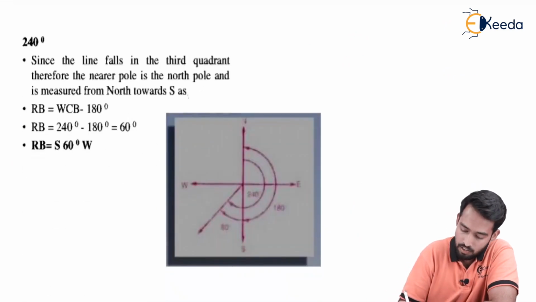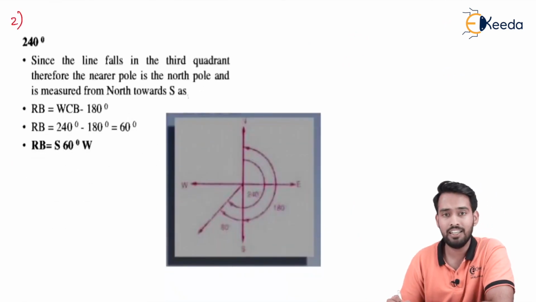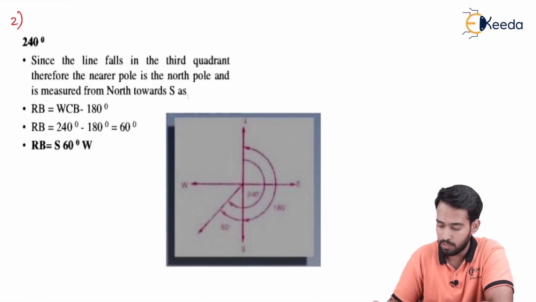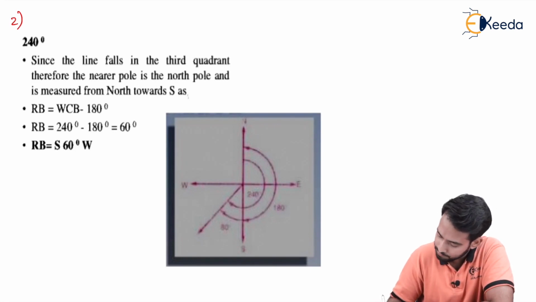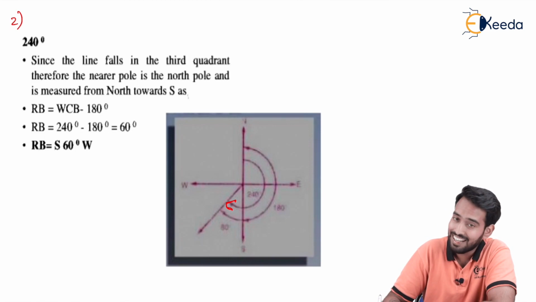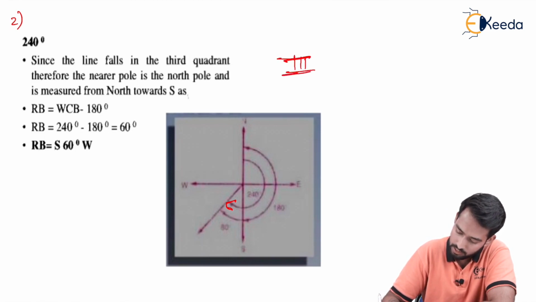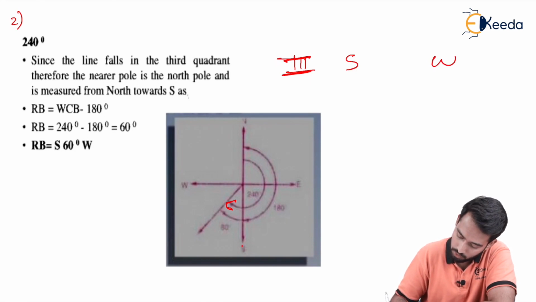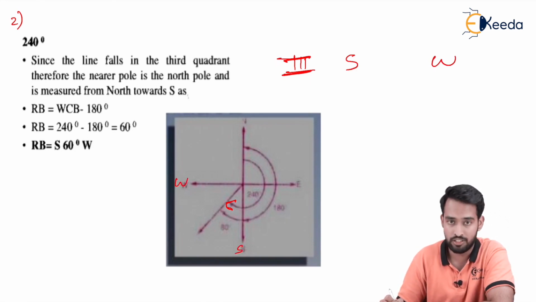Second example, we have to convert 240 degree WCB into RB. Now how will you convert 240 degree into RB? So we have drawn a figure over here for your reference. As we can see, the total angle is 240 degree WCB. So 240 degree lies in third quadrant. First of all we have to mark that it lies in third quadrant, and third quadrant is nothing but southwest, from south towards west.